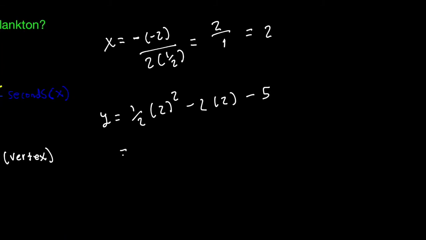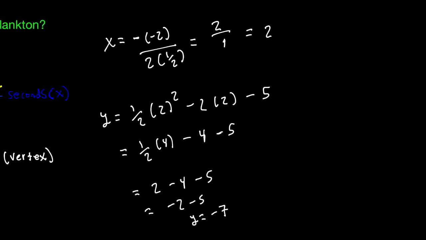That's going to help us solve for y. So here we get that we have 1/2, 2 squared, that's 4. And then 2 times 2 is another 4, minus 5. 1/2 multiplied by 4, that's going to give us 2. We're going to subtract 4, we're going to subtract 5. 2 minus 4 is negative 2. And then negative 2 minus 5 gives us a negative 7. So y is equal to negative 7.